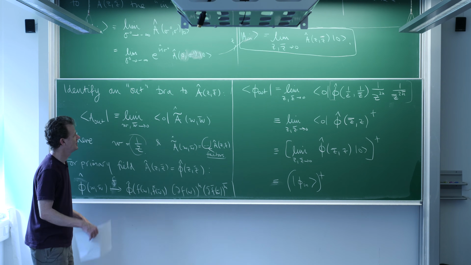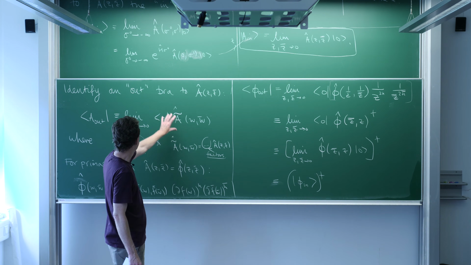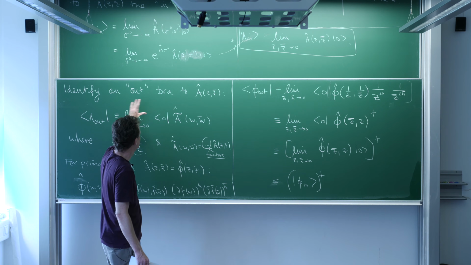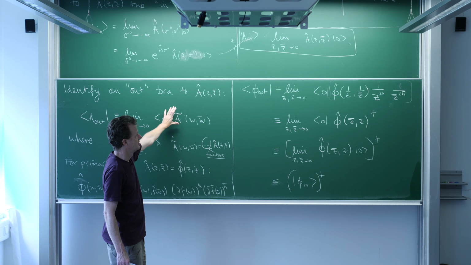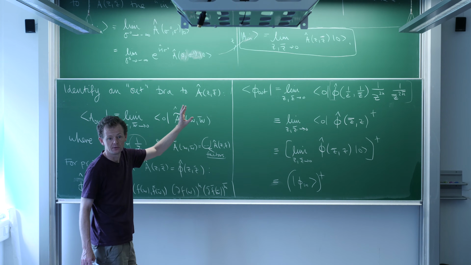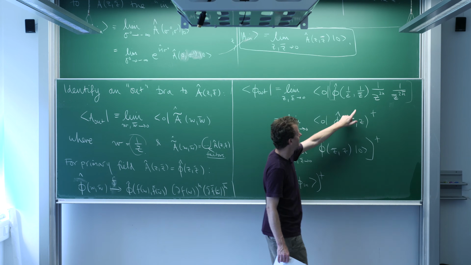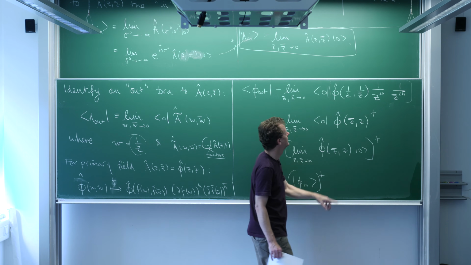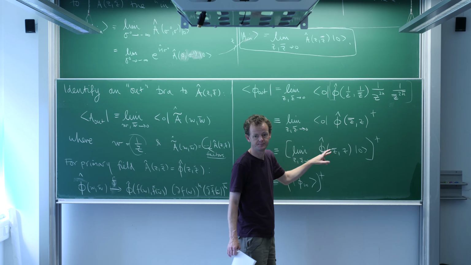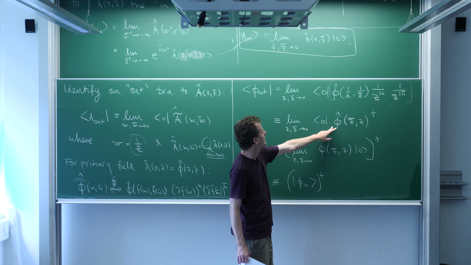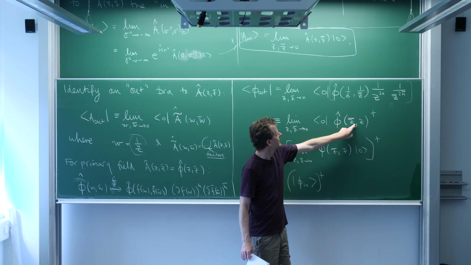So now we've taken this definition here and used it to define the adjoint of field operators. In going from this line to this line, notice that the bar has moved.